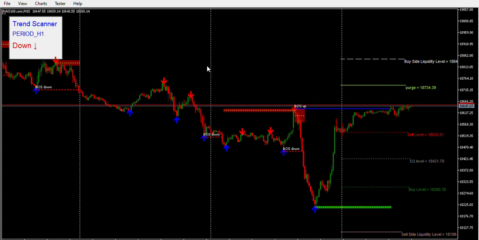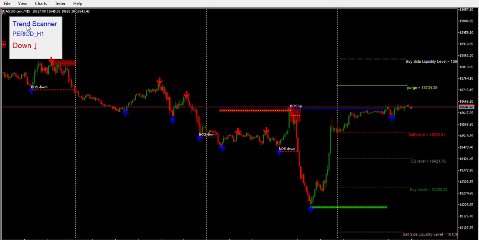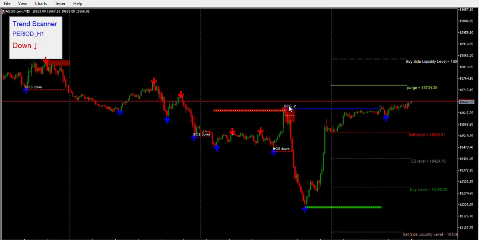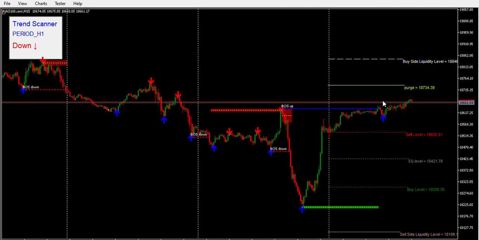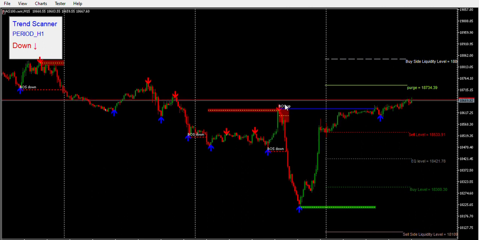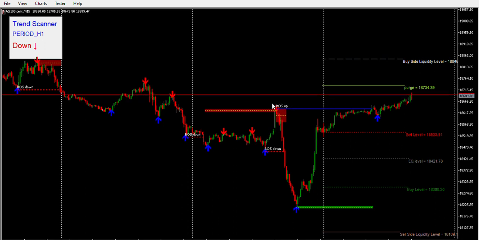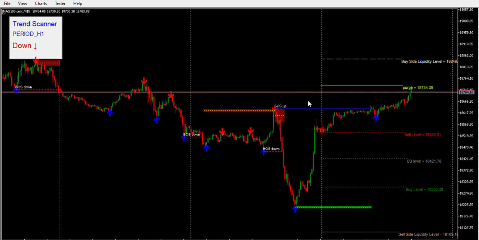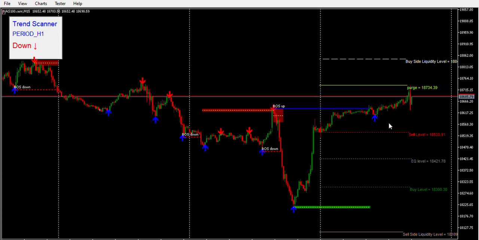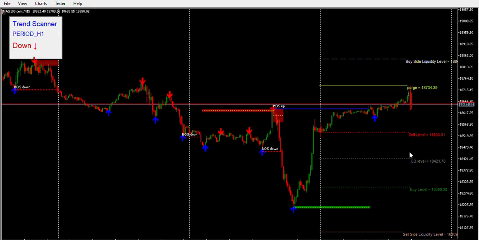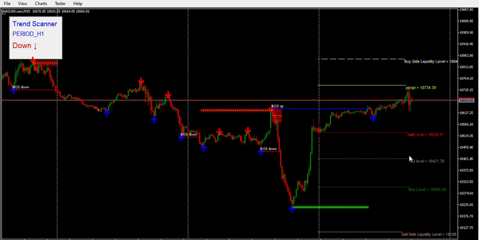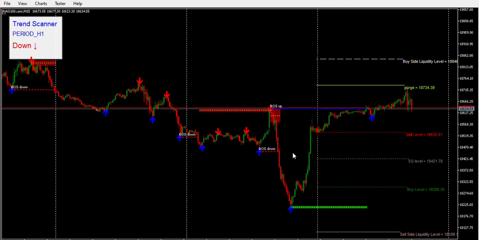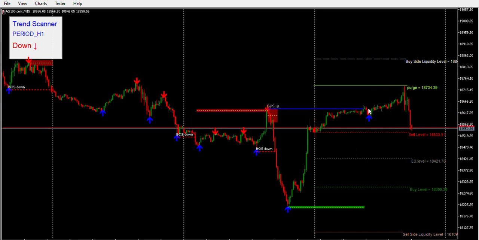Okay, now we see that the higher time frame is telling us that the trend has shifted to a downtrend, but on our current time frame, the market is no longer in a downtrend because it broke this swing high. So we are not going to sell. We are going to wait for price to make a retracement to this level and then enter alongside the current trend.